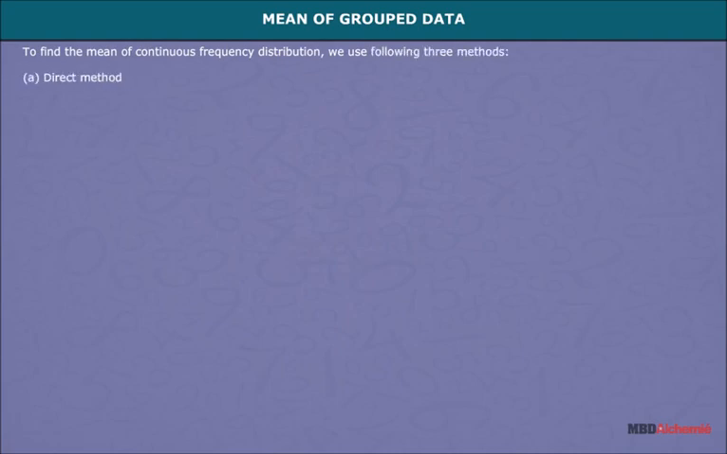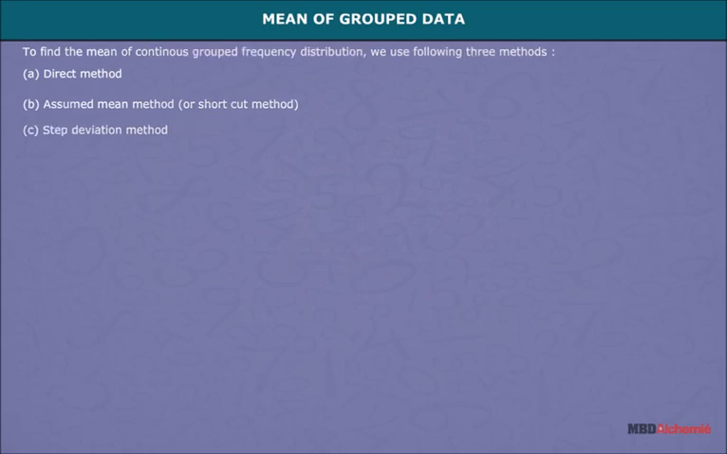Mean of grouped data. To find the mean of continuous frequency distribution, we use the following three methods: direct method, assumed mean method or shortcut method, and step deviation method. Let us now discuss each method separately.